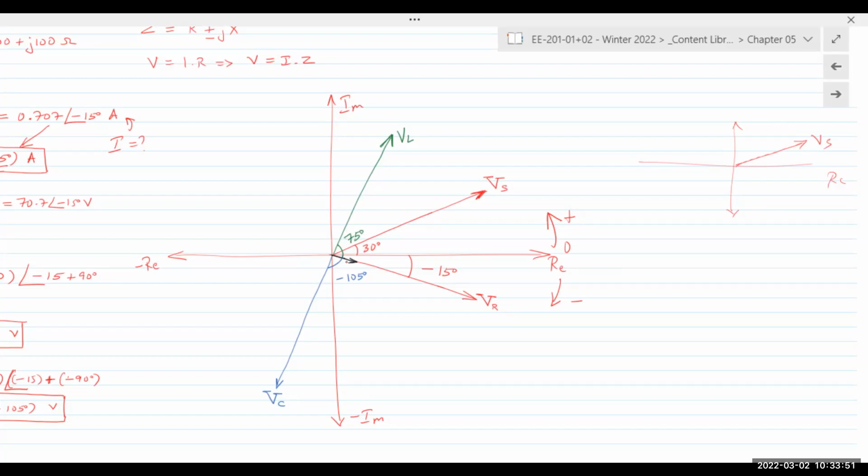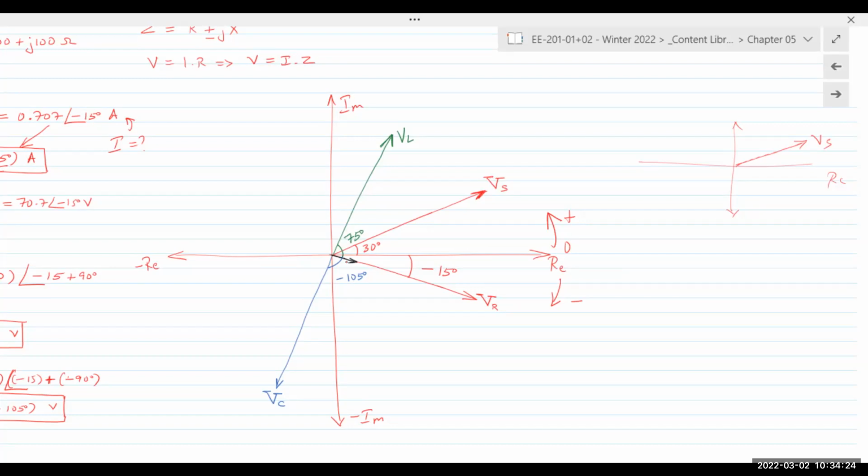In this case, IR is also the source current and the current for the inductor as well as the capacitor. It's a series circuit. Same current I is represented for all four quantities, including the source. That magnitude is very, very small, like 0.707. If I plotted it to scale, it would probably be a tiny dot, so this is an exaggerated number. Does that make sense? It's minus 15 for both I and VR.